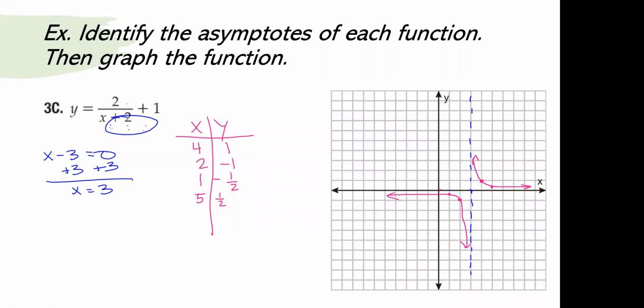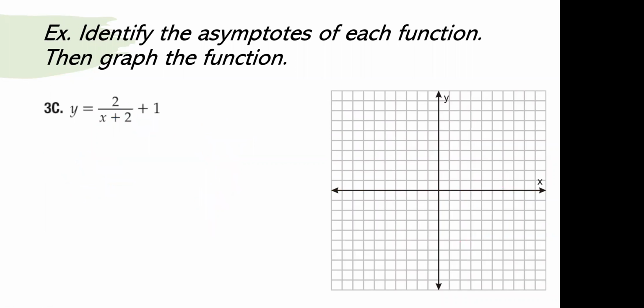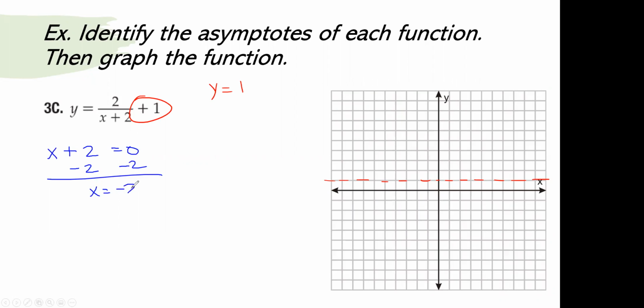All right. So let's try one more. So here we do have a value that's being added. Okay, it's a positive 1. So that means we have a horizontal asymptote where y is equal to 1. So here's where y equals 1. So I would draw my asymptote here. And then I also need to get my vertical asymptote, and that's when the denominator is equal to 0. So I've got x equals negative 2. So I've got a vertical asymptote at negative 2, which would be here.